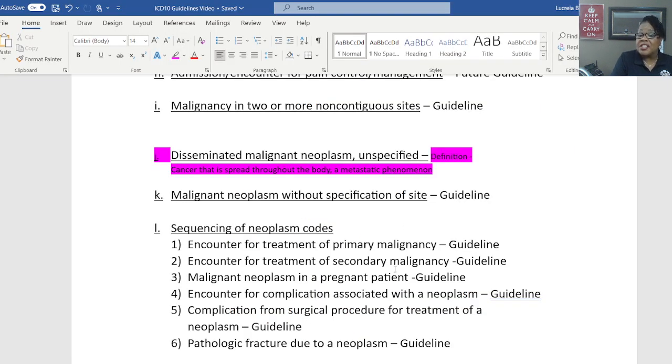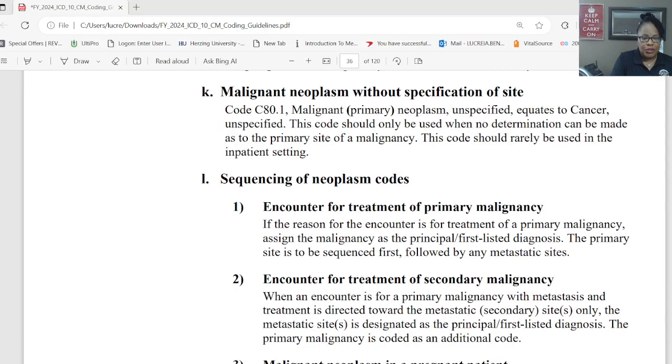Encounters for treatment of secondary. Okay, so number 2, when an encounter is for the primary malignancy with metastasis and treatment is directed toward the metastatic or the secondary site, then only the metastatic site is designated as the principal or first listed diagnosis, and then the primary malignancy is coded as an additional code.